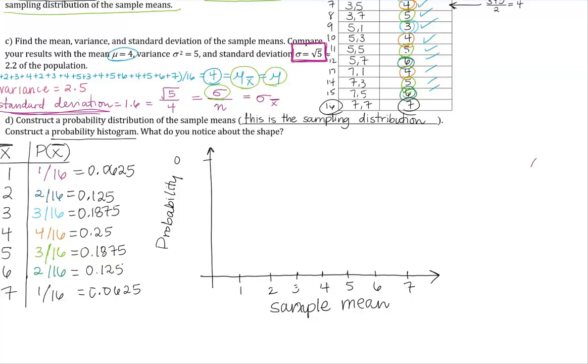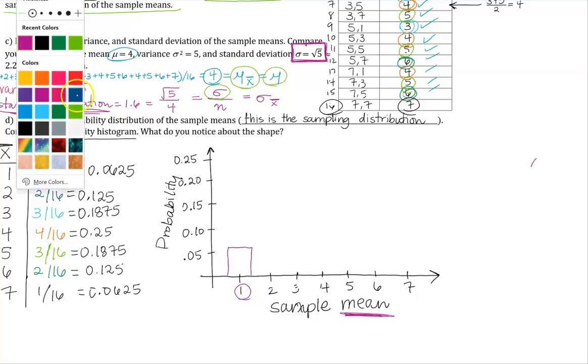I'm going to go ahead and set up my vertical axis. So I'm going to go as high as 0.25, and then I'll just come down by 0.05. So then I'll be at 0.2, and then 0.15, and then 0.1, and then down here I would be at 0.05. And I'm going to start graphing these. So for the first one, if the mean came out to be 1, there was a 1 in 16 chance of that. So I'm going to go up to about 0.0625 on my histogram, a little bit above that, and end right there.